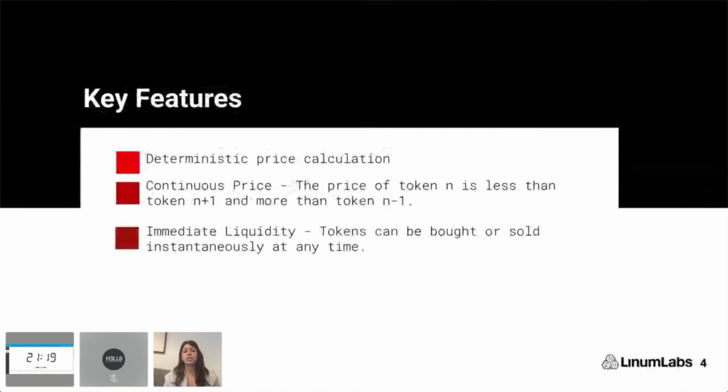The main key features of a bonding curve is that it has a deterministic price calculation. So you can see at any point, depending on the amount of supply that has been minted, the price that will go along with it. It has a continuous price. For almost all of the bonding curves, the price of every next token minted will be pricier than the token before. The only one where this wouldn't be would be a stable token on a bonding curve. And immediate liquidity. Tokens can be bought or sold instantaneously at any time. Essentially, a bonding curve is an automatic market maker. That is not to say that all automatic market makers are bonding curves.